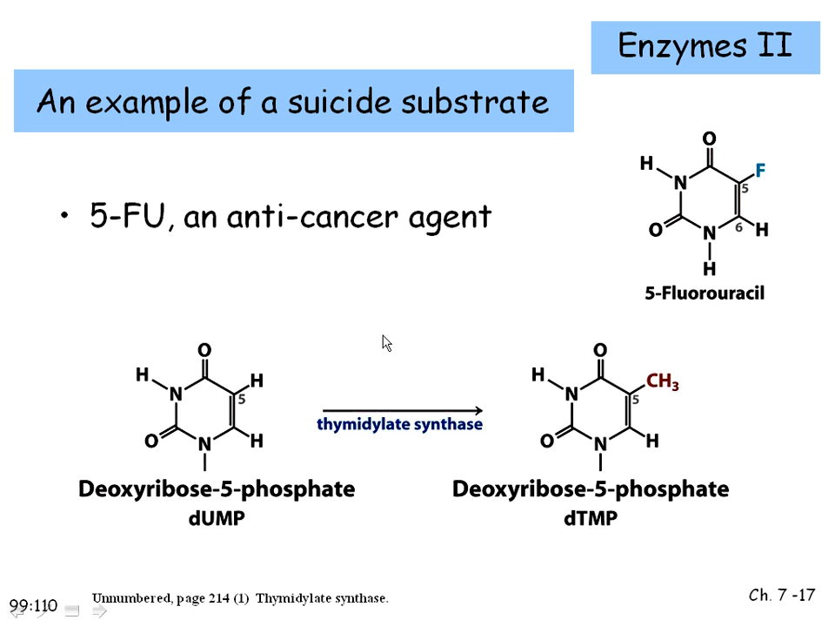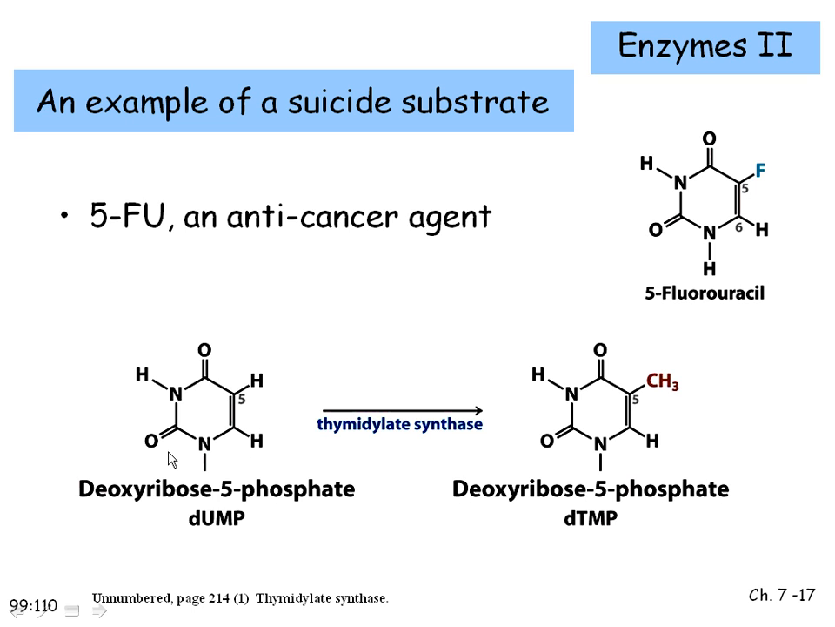Another important suicide substrate is an anti-cancer agent, some of you may have encountered if you have friends or family who've had cancer. You may remember from our previous work that we need thymidine to make DNA. It's uracil that's going to be in RNA, but thymidine that's going to be in DNA. And in order to make thymidine, we start from actually uracil. And this is deoxyribose 5-phosphate, or dUMP, for the uridine.